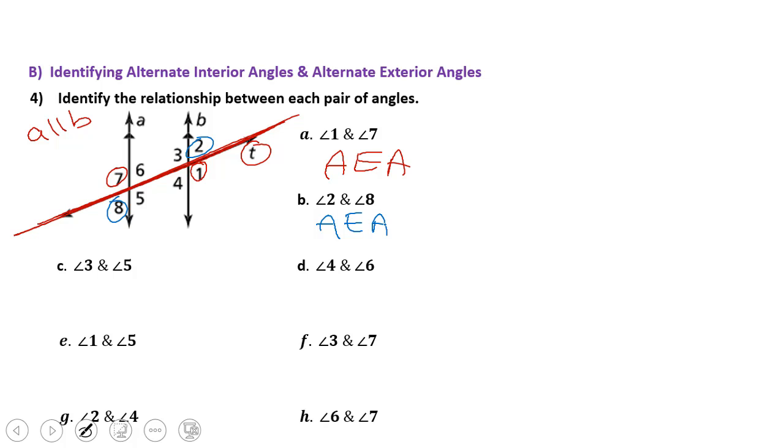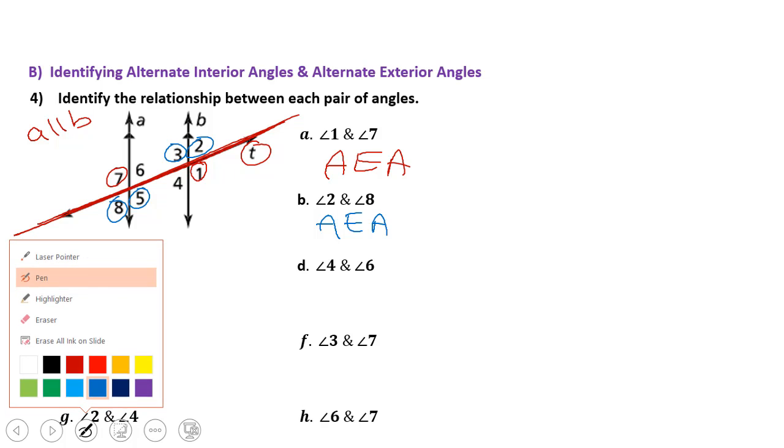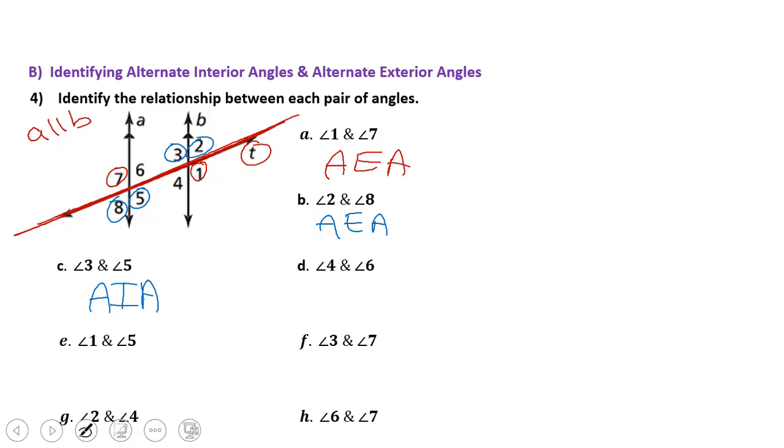And C, we have 3 and 5. So right here's 3, right there's 5. 3 and 5 are on alternate or opposite sides of the transversal, except they are on the inside of the parallel lines. So we call those alternate interior angles. And then we have angle 4 and 6. 4 and 6 are also on opposite or alternate sides of the transversal. They are on the inside or interior of the parallel lines, so we call 4 and 6 alternate interior angles. I'm going to erase this real quick. Boom here and boom there.